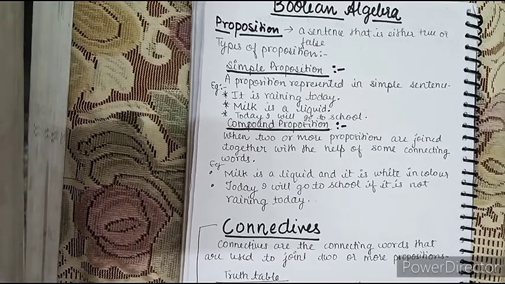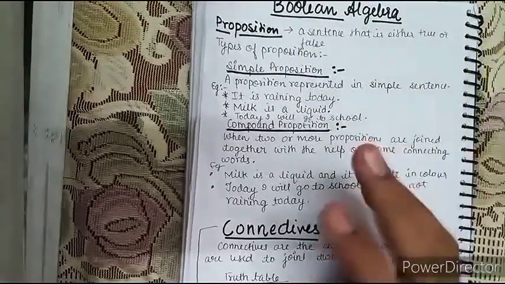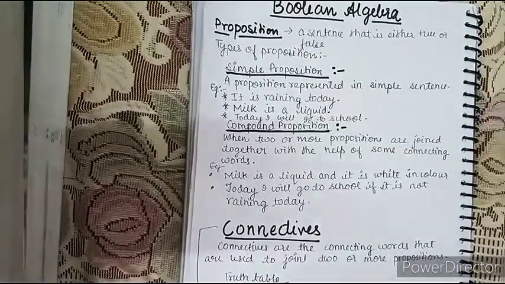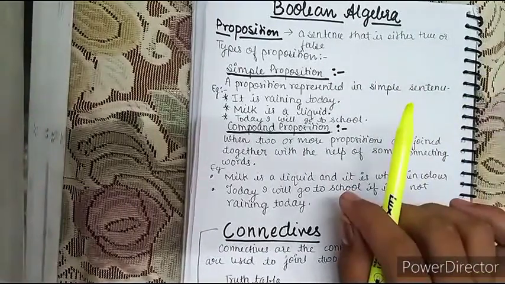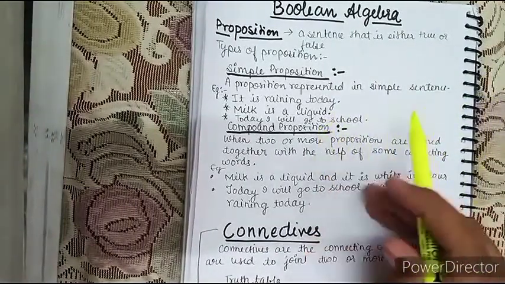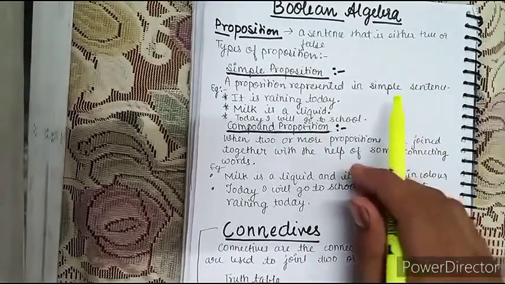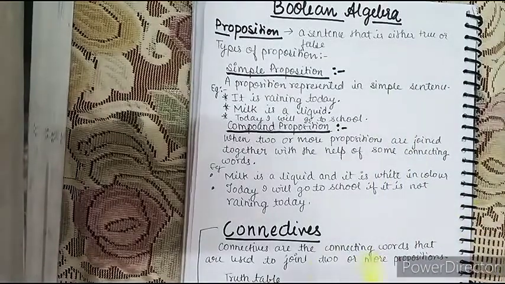Hello friends, so today we are going to study the new chapter Boolean Algebra. In this chapter we have to study about propositions. A proposition is like a sentence which will have either true or false. Like it is raining today, so it will have either true or false value.